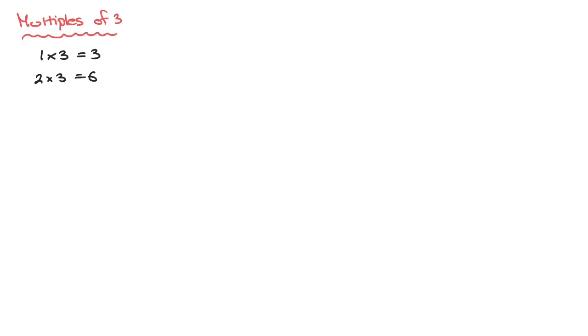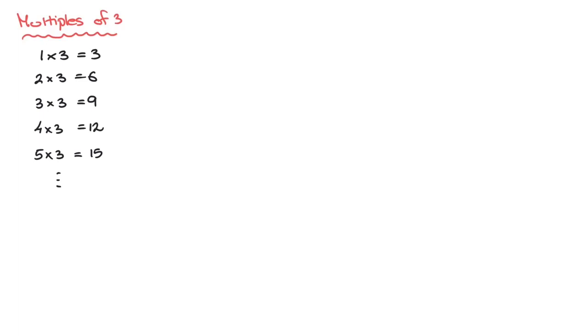Carrying on this way, we find 3 times 3, which is equal to 9. That's the third multiple of 3. 4 times 3, which is equal to 12. That's the fourth multiple of 3. 5 times 3, which is equal to 15. That's the fifth multiple of 3. And so on and so forth. We could carry on this way forever.